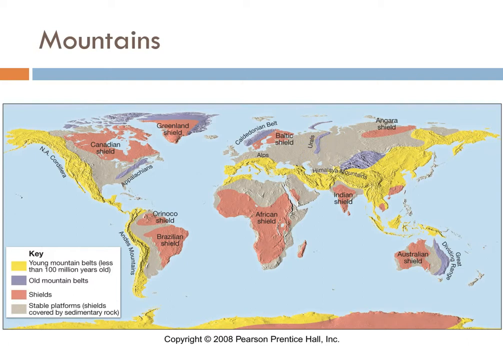But there are also these areas called shields. And a shield is part of a craton. So crust that hasn't been affected by orogenies for the last billion years at least is known as a craton. These areas are exposed, really old, really deformed metamorphic rocks. So we're talking Precambrian, billions of years old. And those areas that have metamorphic rocks are known as the shield.